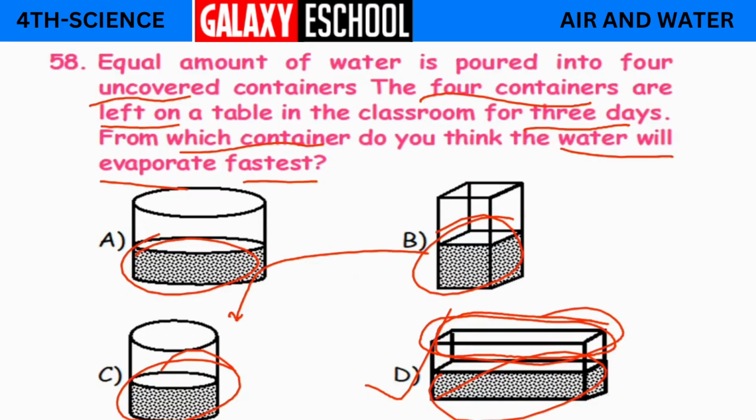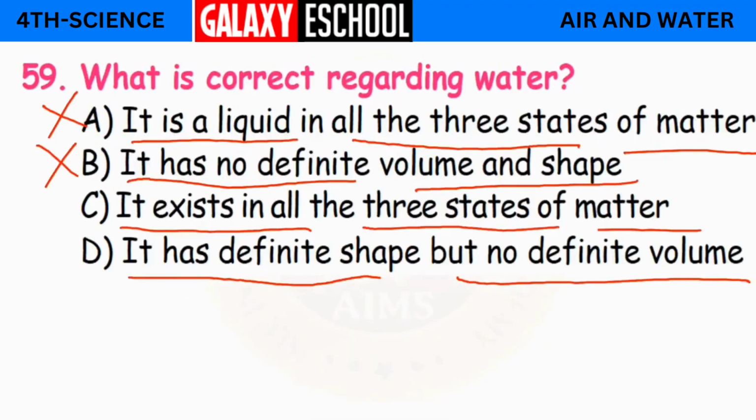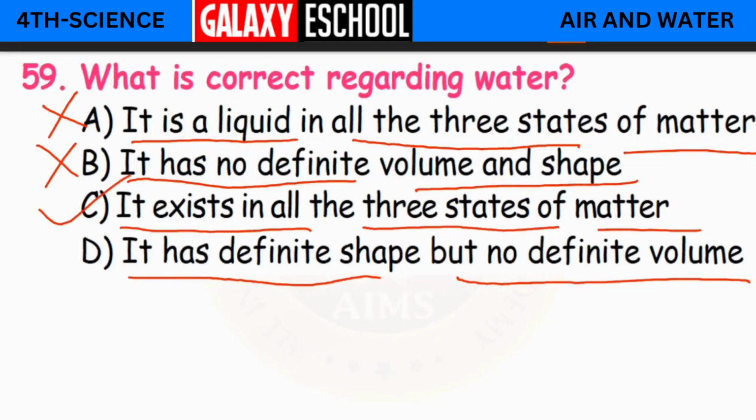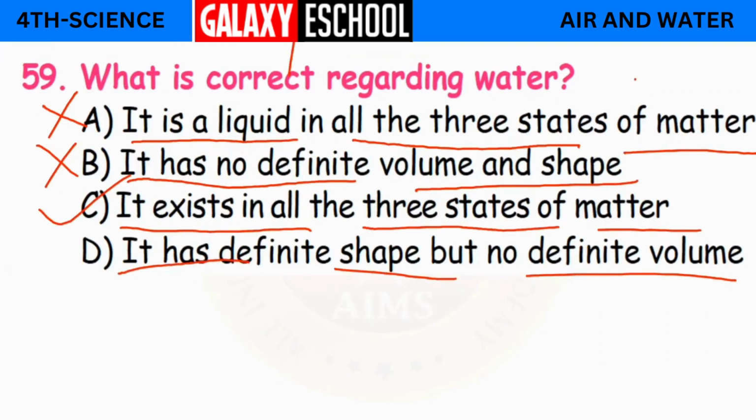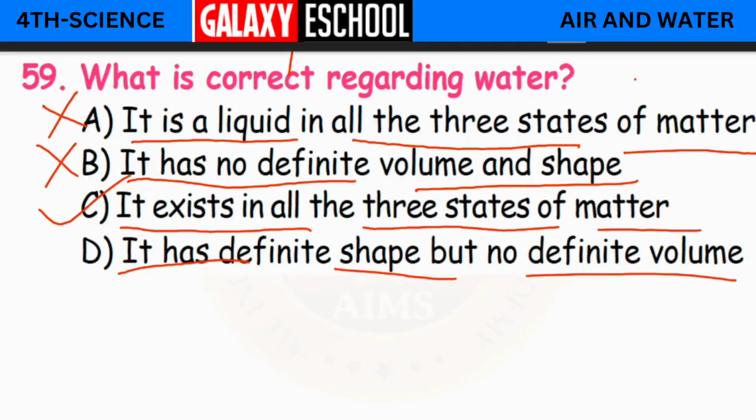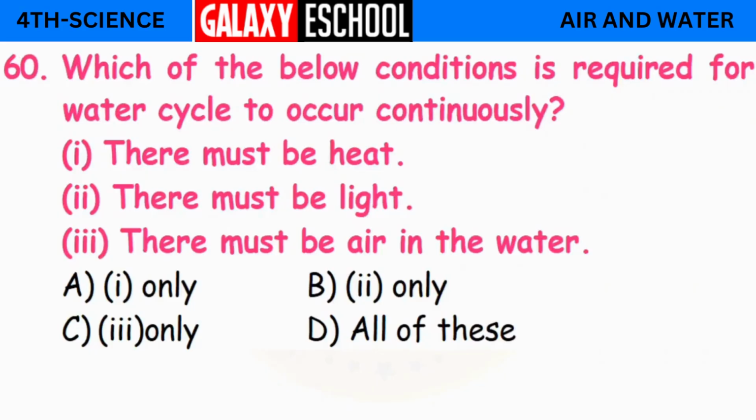And the third one, it exists in all the 3 states of matter. Yes, as we said, it is in liquid state, solid state, and gaseous state. Children, regarding the fourth point, that is option D, it has definite shape but no definite volume. This is also wrong, because it will take the shape according to its container, so we cannot say that it has a definite shape. Clear, children? So option C is the correct one.